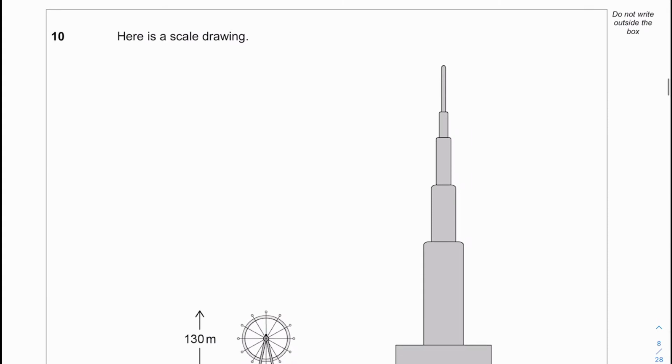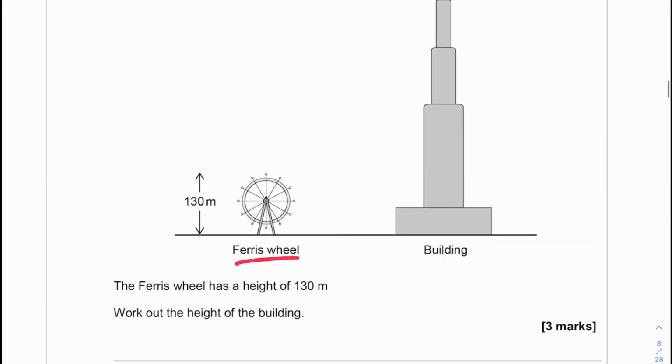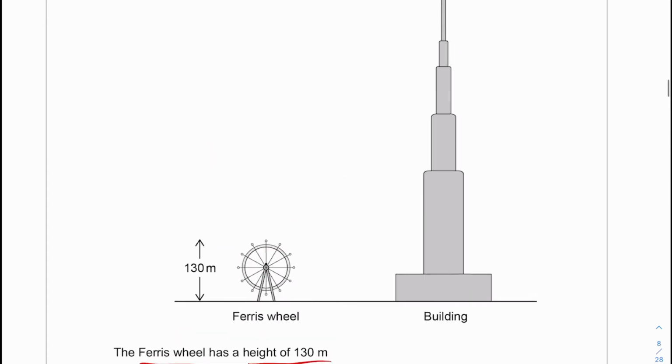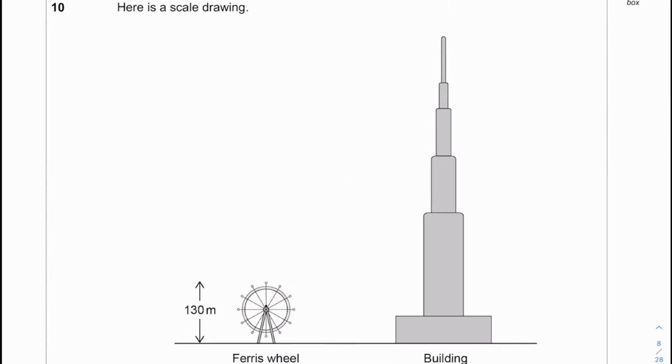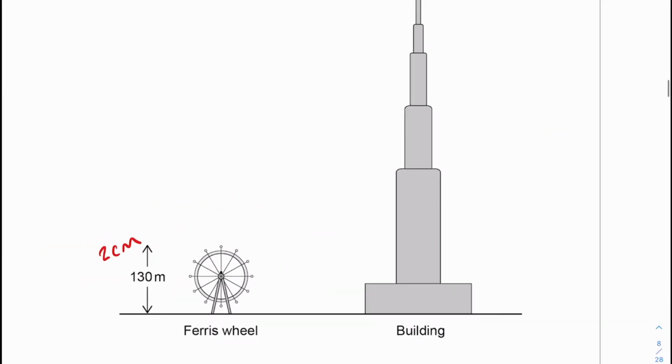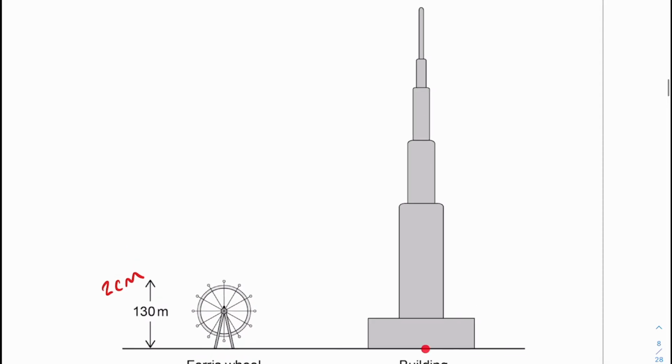Okay, so question 10, we are given a scale drawing of a Ferris wheel and a building. Okay, we are then told the Ferris wheel has got a height of 130 metres, and we need to work out the height of the building. So the first thing to do in the exam is grab your ruler and measure this length from point to point of the arrow, and when you do that you find out this is equal to 2 centimetres. Next thing to do is work out the height of the building with your ruler, so from the very base on the line all the way to the tip, and this gets you 10 centimetres.